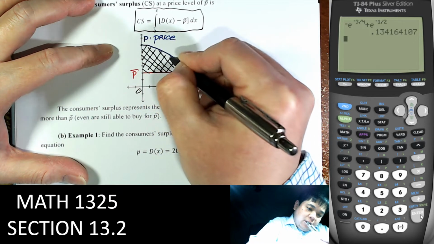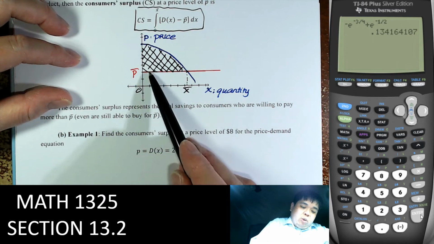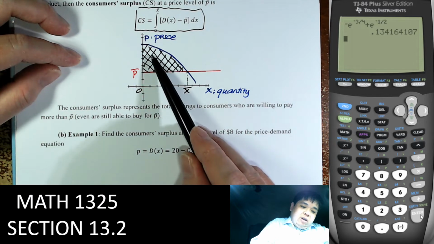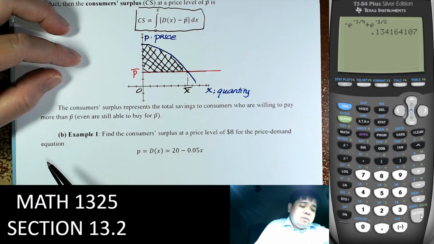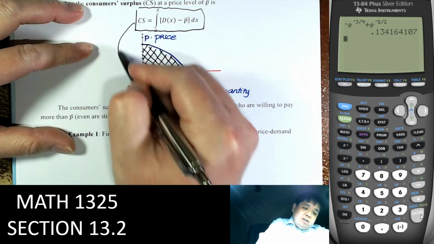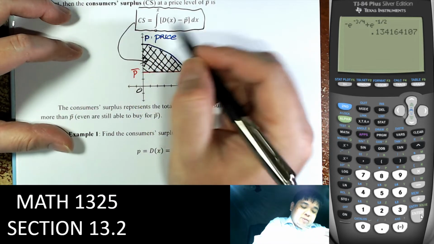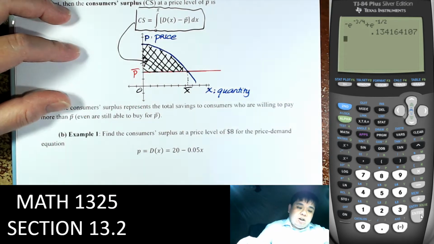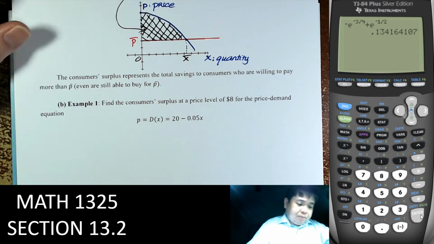So that is the total saving of all consumers willing to pay a higher price for a certain amount of quantity. Right, so that is just that area. And notice that the price demand equation is a decreasing function, right? So it's pretty straightforward.